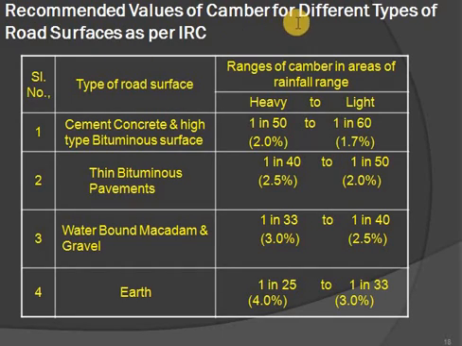Some of the recommended values of camber for different types of road surfaces as per IRC. You can see here the type of road surface and the ranges of camber in areas of rainfall, heavy to light. Cement concrete and high-type bituminous surface is 1 in 50, 2%, to 1 in 60, 1.7%, heavy to light. Next, thin bituminous pavements are 1 in 40 to 1 in 50. Next, water-bound macadam and gravel is 1 in 33 to 1 in 40, and earth is 1 in 25 to 1 in 33. So these are the recommended values for providing the camber as per the IRC.